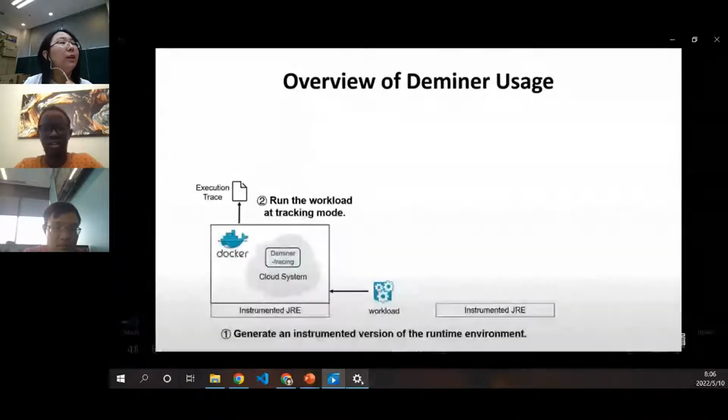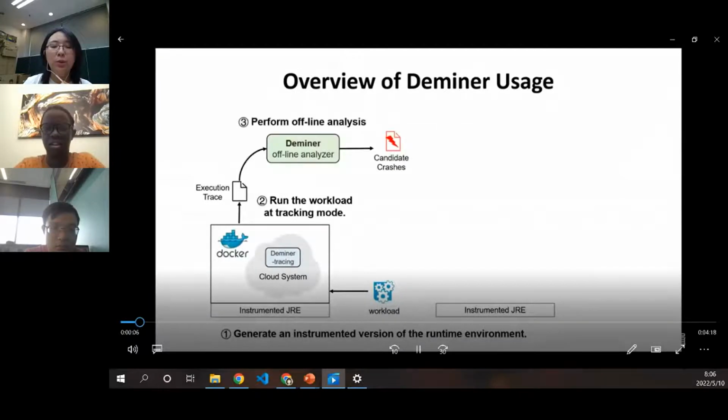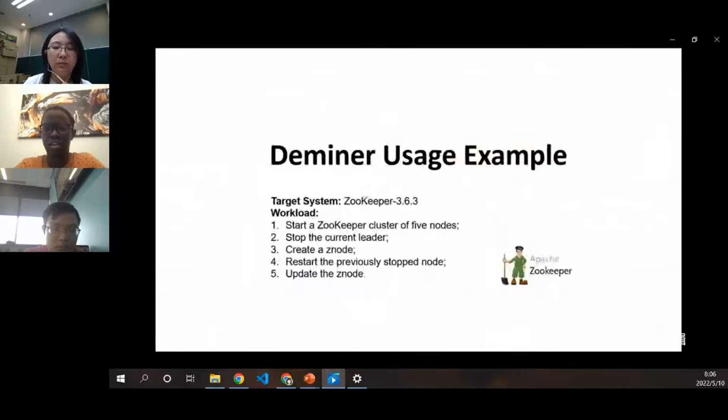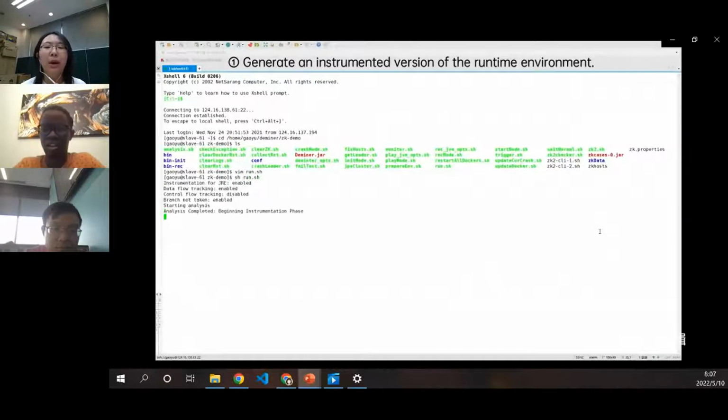I will use our video to show how to use dminer. Okay, to use dminer, we first need to run several commands to generate an instrumented version of the runtime environment.